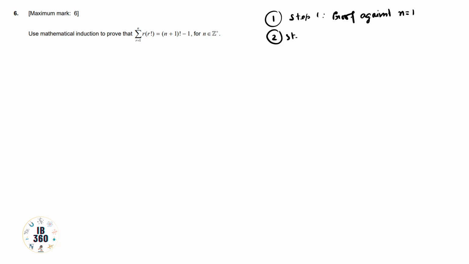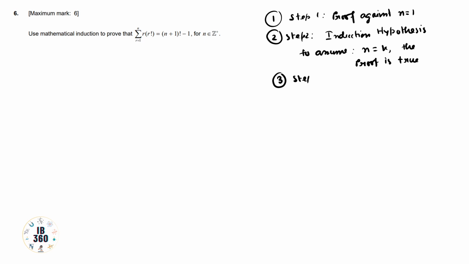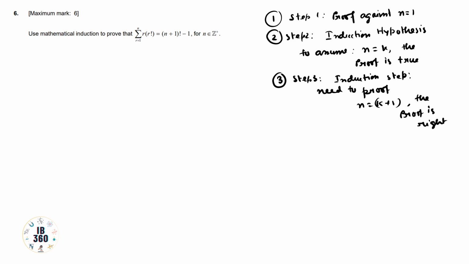Now the second step is step 2, induction hypothesis, where we assume that for n equals k, the proof is true. Now the third step is induction, called the induction step. In the induction step we need to prove that for n equals k plus 1, the proof is right. So these are the three steps that we need to follow.